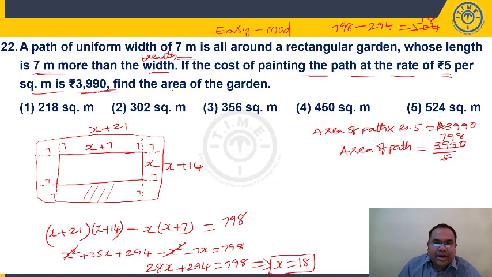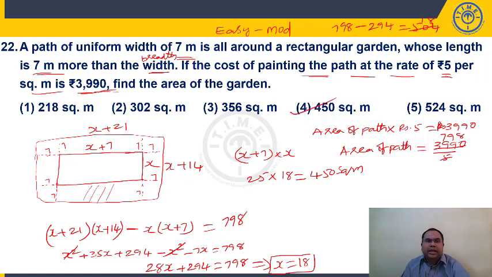So what is the question? Find the area of the garden. We need to find out this area. This area is x plus 7 into x. You know x value is how much? 18. So 25 into 18: 360 plus 90, 450 square meters. It is present in fourth option.